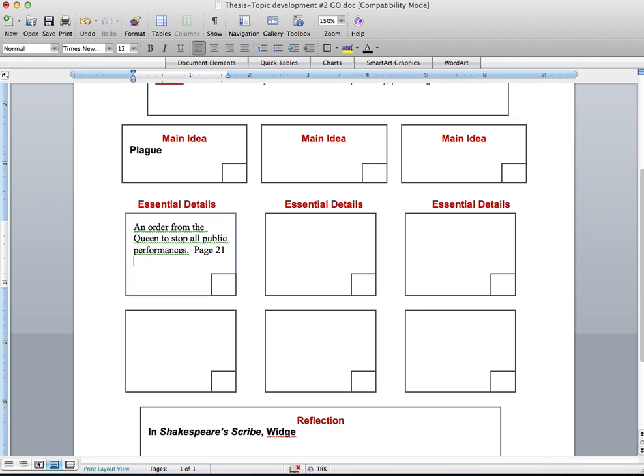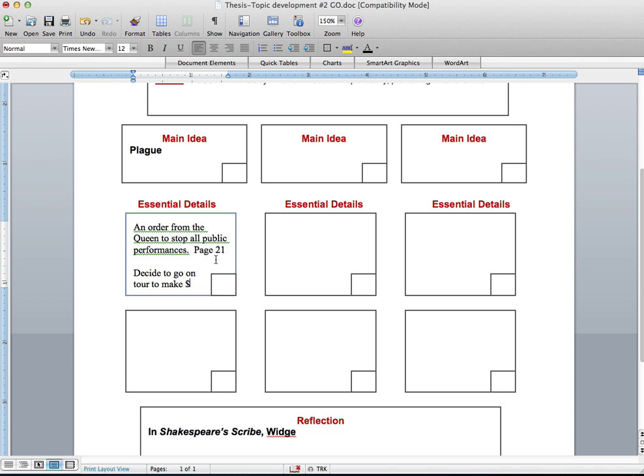I'm going to also add to this what this means. So this detail is the reason that the entire story is put into motion, because since they can't perform in London, they decide to go on tour to make money. How about this? To make money.